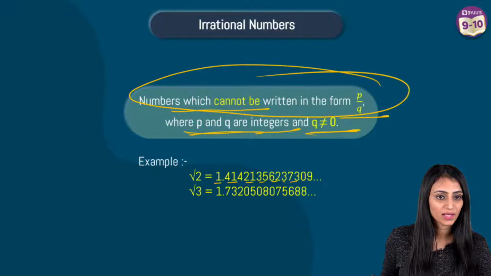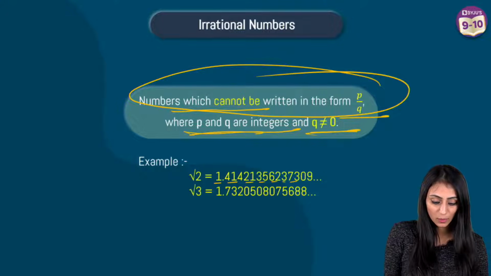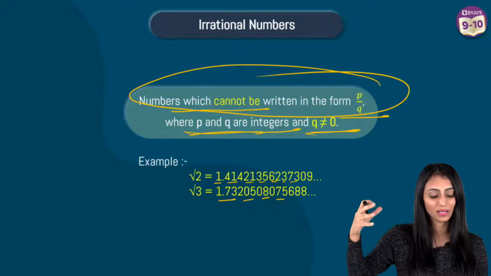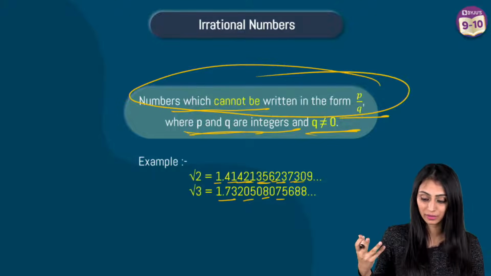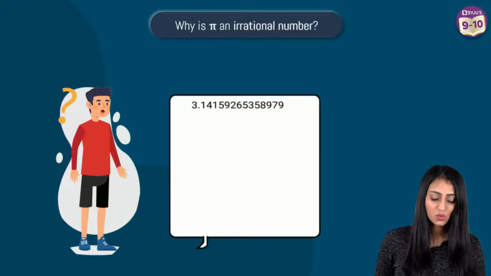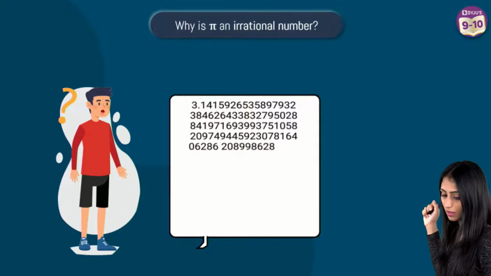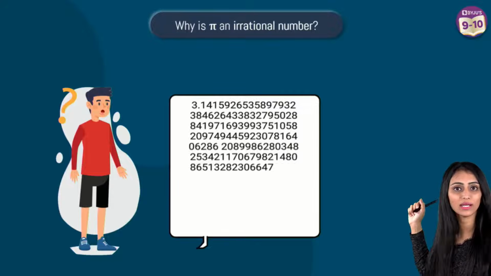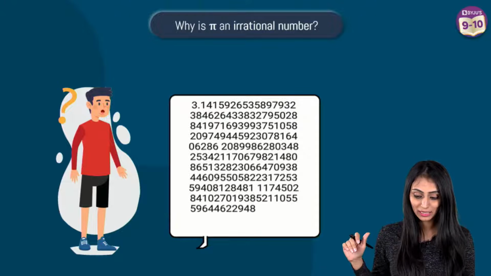Because the value of pi. So yes, we will answer this question. Like root 3 is 1.7320508077. You can see that it's not ending, and the digits are different every time. There is no pattern over here. So why do we actually call pi an irrational number? Look at this, 3.14. This number is not ending. Yes, this is endless. This is not terminating.